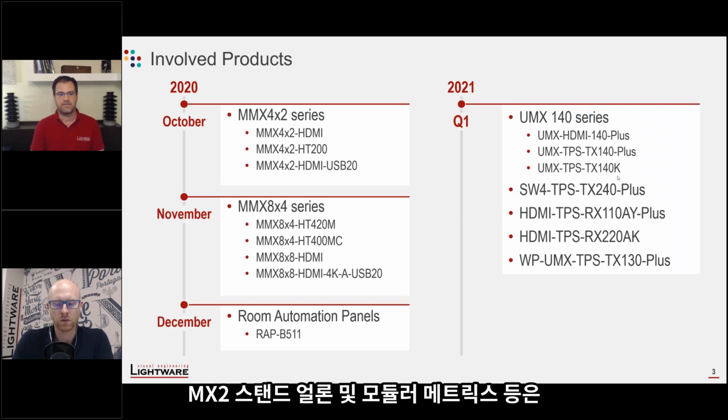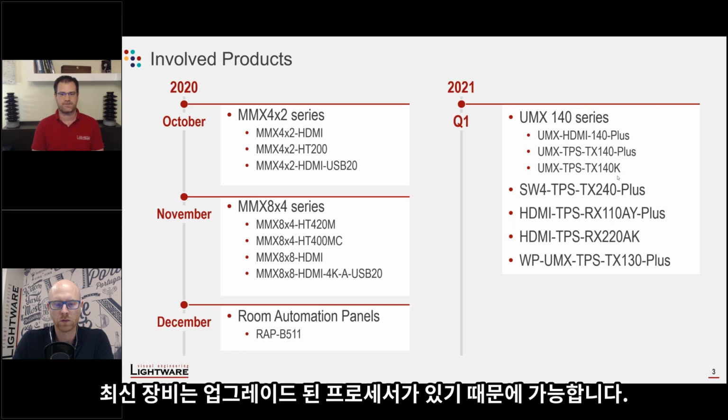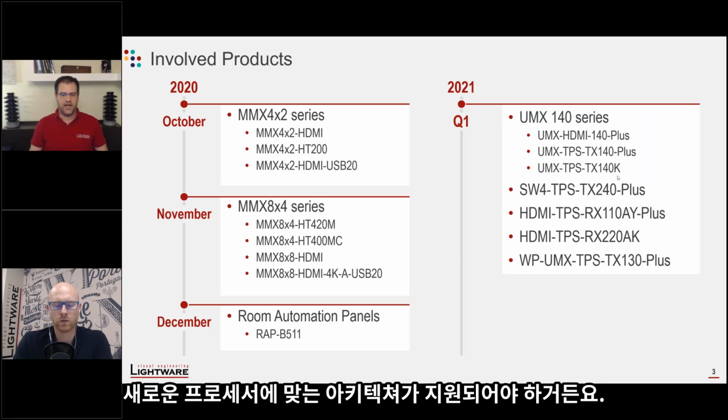Practically, the already released and shipping MX2 standalone matrices and also the modular matrix have HTTPS and also SSH communication, so secure communication, because those ones have much more powerful processors inside. However, these units which are involved in this firmware upgrade cannot really handle HTTPS because it would need a new processor architecture to do the encryption.